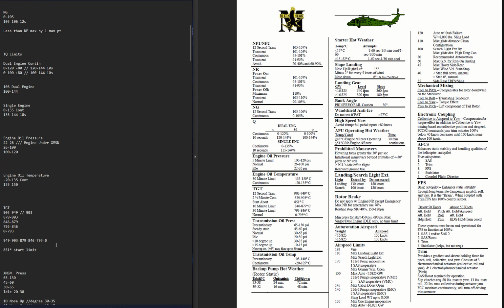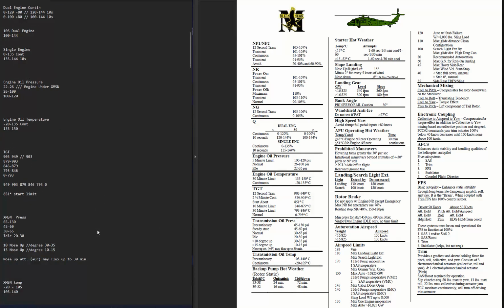TGT is definitely one of the ones that's harder to memorize. It also has a lot of different ranges, since you're looking at a 30-minute limit from 793 to 846, a 10-minute limit from 846 to 879. Then you have your start abort at 851, and then a 2.5 minute limit at 879 to 903, and a 12-second transient from 903 to 949.